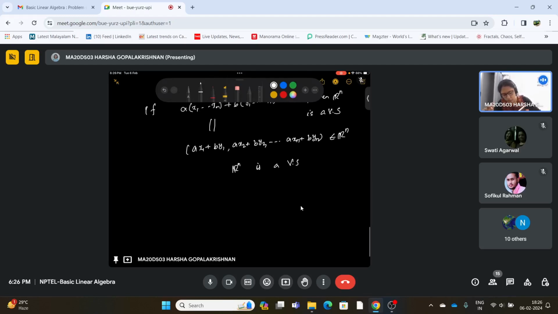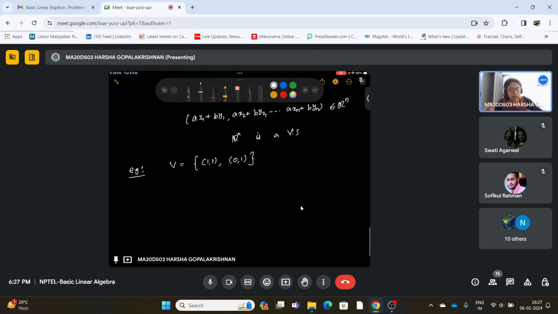Now we can give one more example. For example, I am giving V equal to the set {(1,1), (0,1)}. It is a set consisting of only two elements. Is this a vector space? This is a subset of R2, correct? Yes.